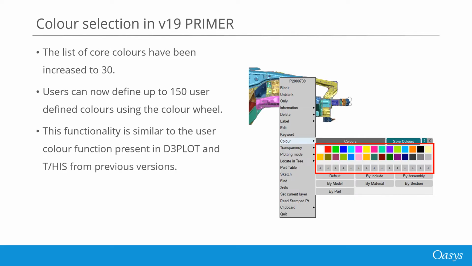In version 19 Primer, the list of core colors has been increased to 30. Users can now define up to 150 user-defined colors using the color wheel. This functionality is similar to the user color function present in D3plot and THIS from previous versions.